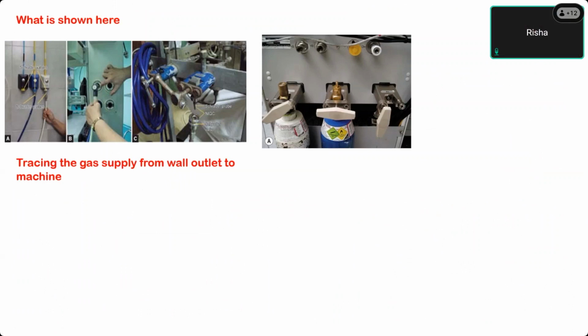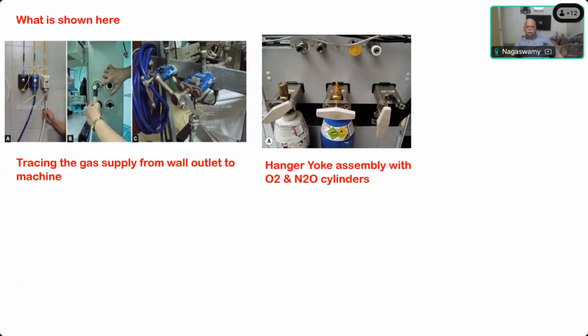Mounted cylinders on the back of the hanger yoke assembly, with oxygen and nitrous oxide cylinders. So both the cylinders are attached here. Because now you are all quite familiar with the workstations, you don't have the opportunity to see how these are fixed. Normally, these cylinders are kept at the back in the workstations. Majority of the times you don't see how they are removed and fixed, so the opportunity may not be that frequent.